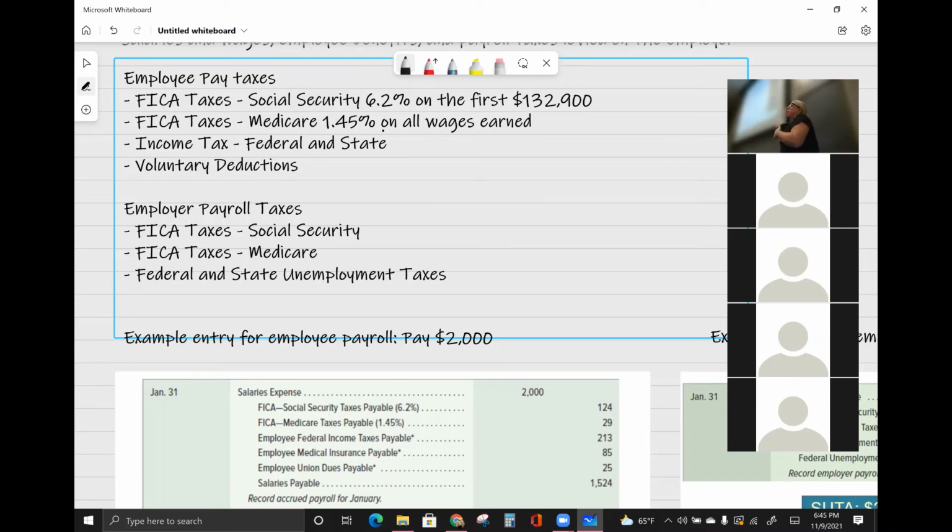So the employer's job is to calculate that out, know what those rates are. A lot of times organizations will use a payroll company. They may use Paychecks or ADP. I know that you've probably heard some of those names. There's other payroll companies. So they may do all that for the organization. They calculate it out and then you just get reports and you have to do journal entries to record that.